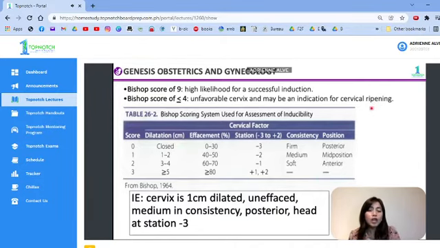Nag-get? So guys, these are the cervical factors of your Bishop score. And unfortunately, kailangan natin isa-isahin 'to dahil nga tinatanong ko sa board exam. Okay? Pinapa-compute ko 'yung Bishop score sa board. So kailangan ngayon pa lang, familiar na tayo sa scoring.